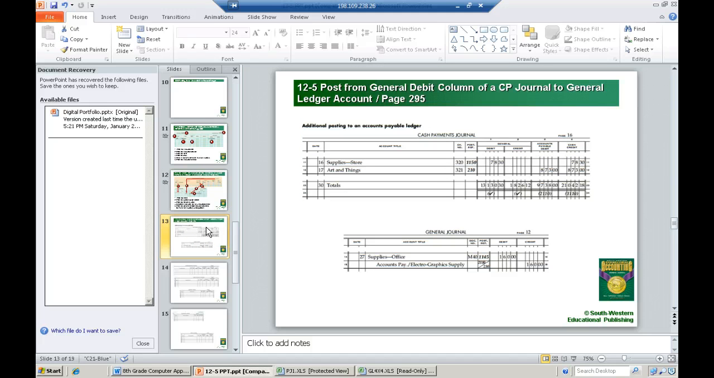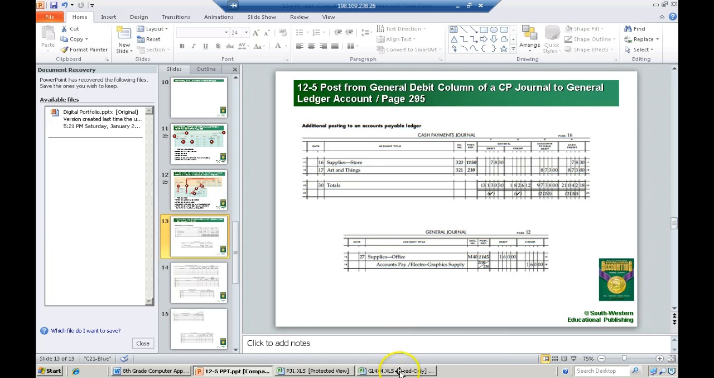Now, how we're going to do this is I'm on your own on page 295. I'm on number 7, which says to post the November 16th general debit entry of the Cash Payments Journal, which is this right here, Cash Payments Journal, page 16. Here's the 16th. We have a general debit amount of $78.30, which means we bought supplies with cash. And I'm going to show you how to record that in your ledger.